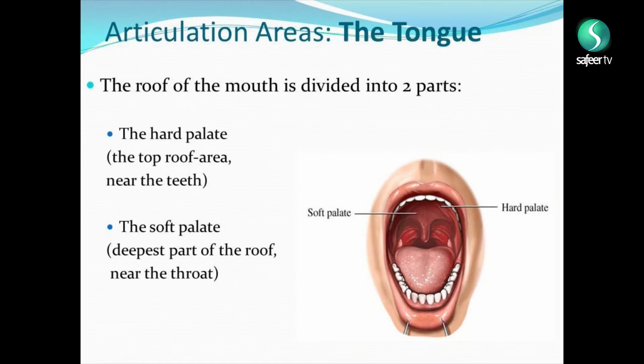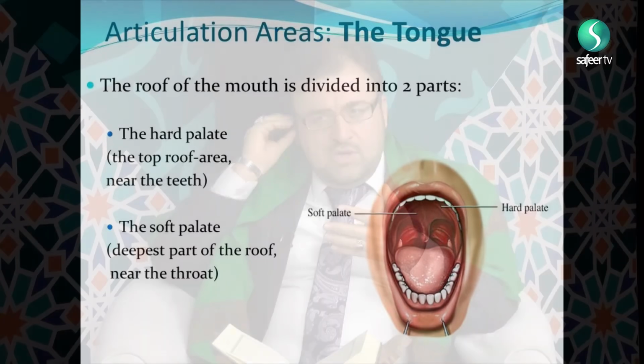The roof of the mouth is divided into 2 parts. The hard palate is the top roof area near our teeth. When you touch it with your tongue, you feel it. It is hard. And then we have the area which is close to the uvula.